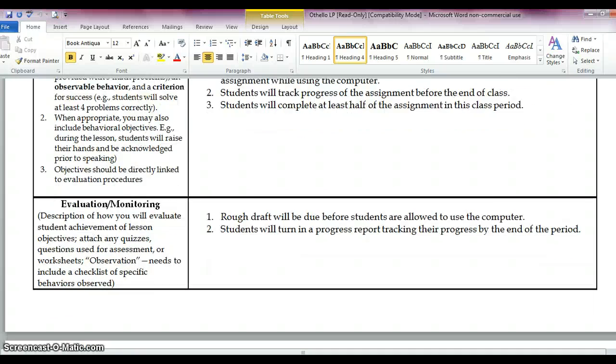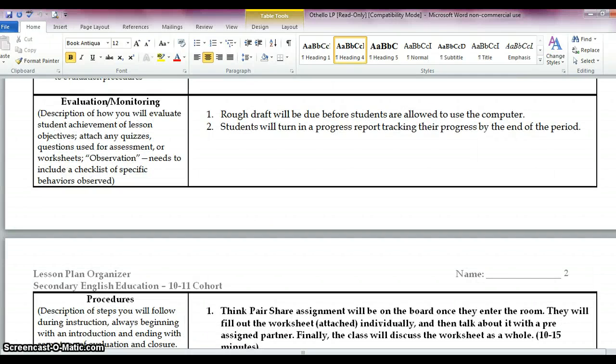I think the way she broke it down, with a rough draft due before they use a computer, is really smart, because there is that tendency for kids, if they go right to a computer and she's trying to tell them what to do with Prezi, for it to just get out of hand. It would take two days to just get them started.